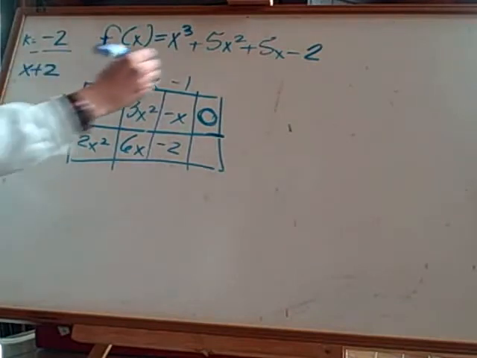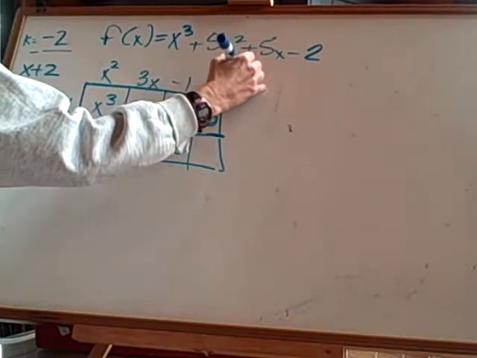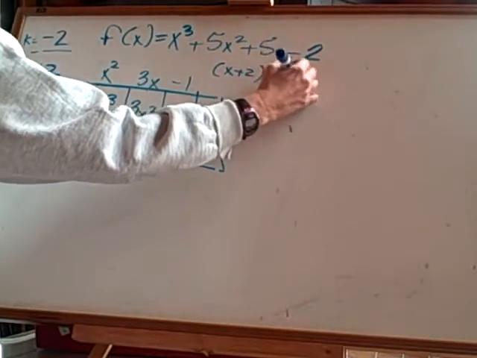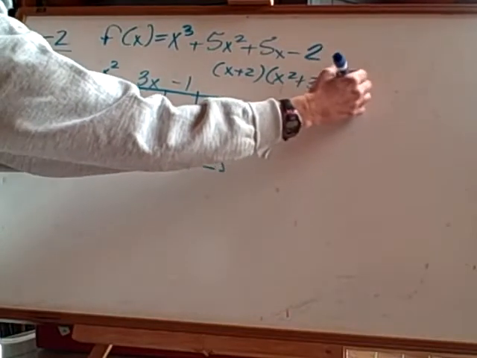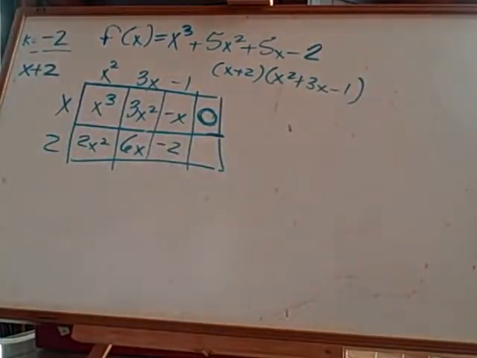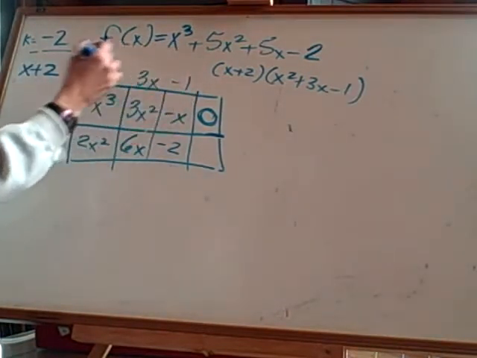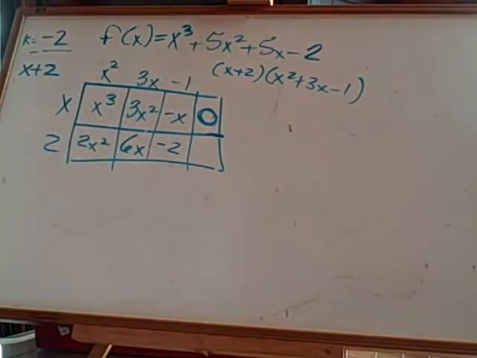So guess what? I have just factored this puppy. This now is x plus 2 times x squared plus 3x minus 1. Now when you do the box division, it automatically gives you your little polynomial that you multiplied to get there.